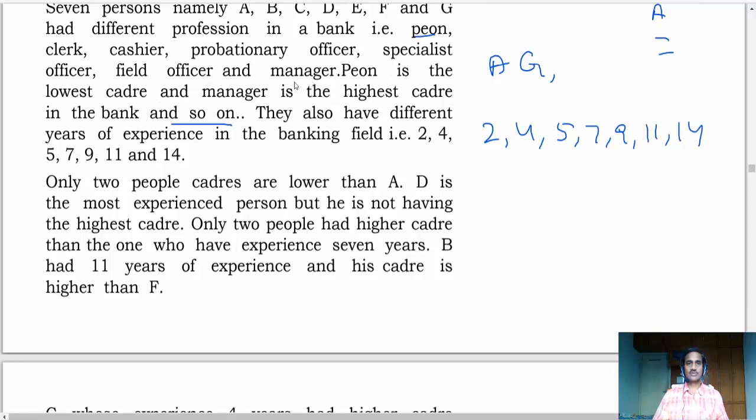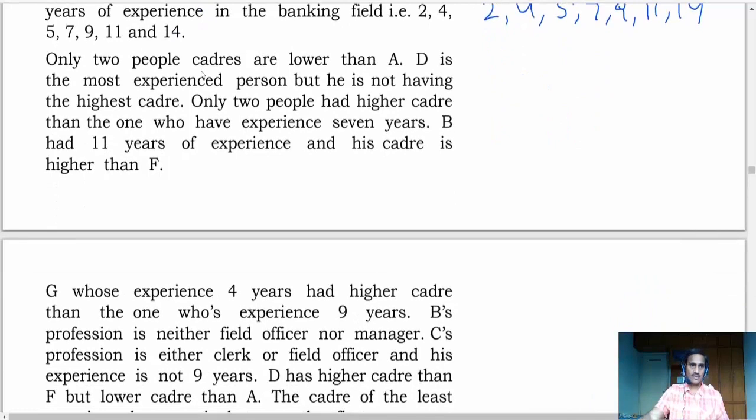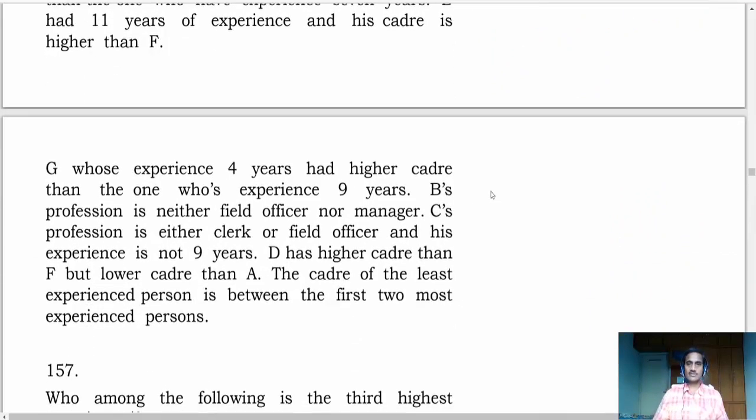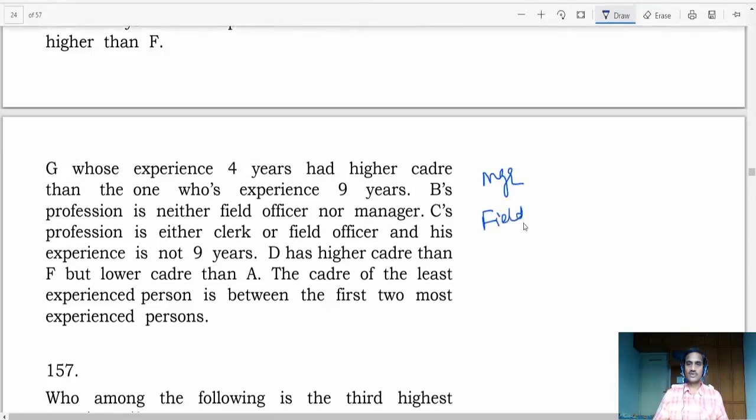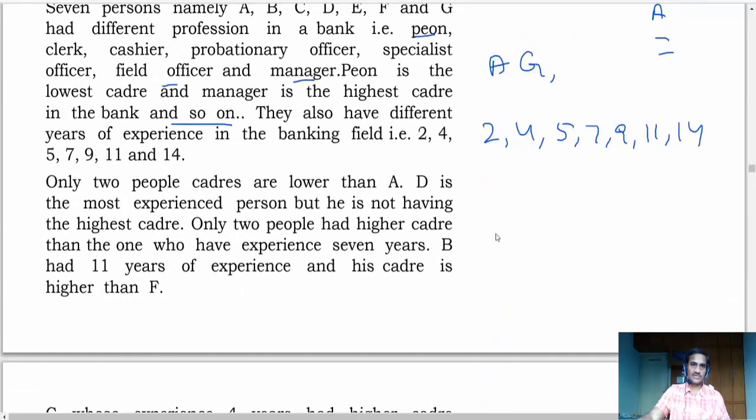No, first one is what? Manager, field officer, next specialist officer. First one is manager. After this manager, field officer. After this field officer, specialist officer. Next probationary officer. Right? And manager, field officer, specialist officer, probationary officer.